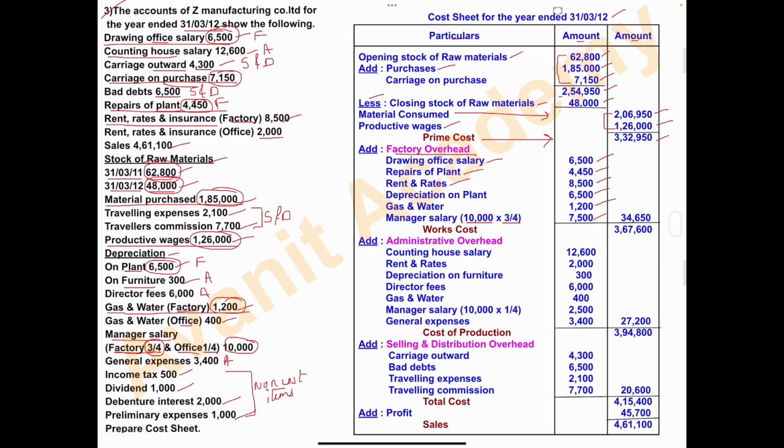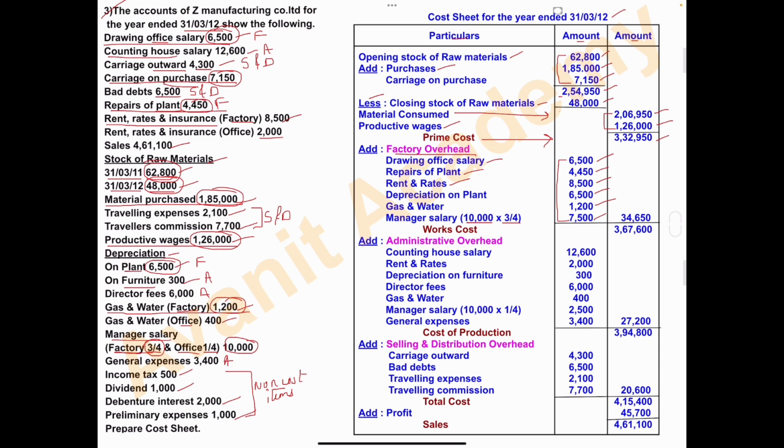So all the factory items are over. That is drawing office salary, repairs of plant, rent, rates and insurance, depreciation on plant, gas and water, and manager salary. Now add all these amounts.